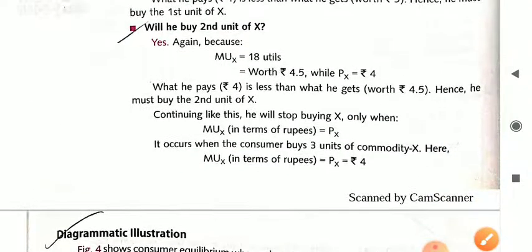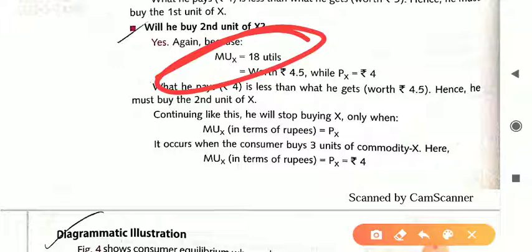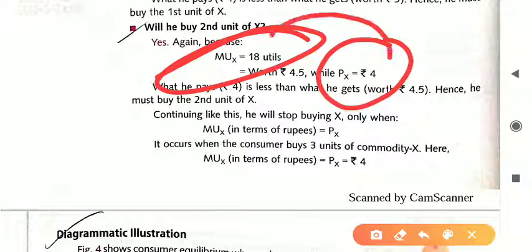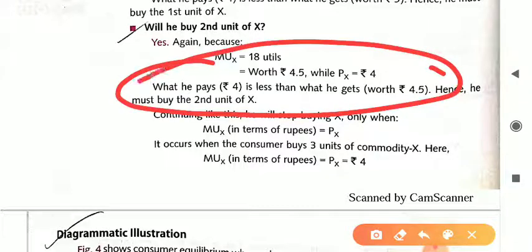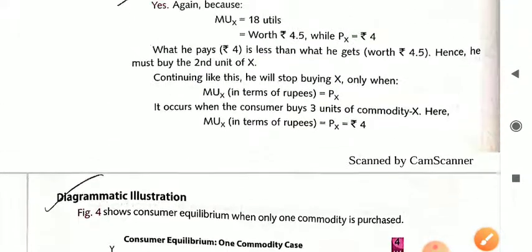Similarly, in the second unit, when utility is 18, the price is again rupees 4, and 18 divided by 4 gives rupees 4.5. Again the same situation: by spending rupees 4 the consumer is getting 4.5 rupees benefit, which is good for the consumer. Okay, now the consumer moves to the third point.